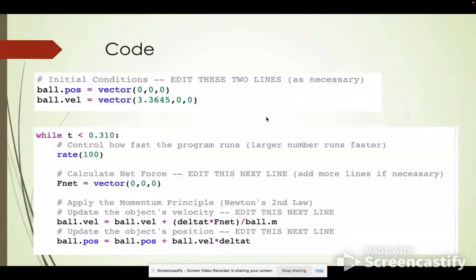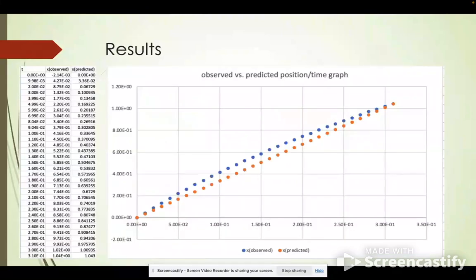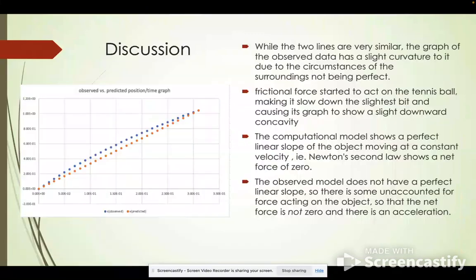Okay, so for my code, I calculated the initial velocity, which I talked about earlier, using the average velocity formula, and I got 3.3645, so I put that into my initial conditions, and then I changed the time to last for 0.310 seconds, which is how long the tennis ball rolled across the table. For the velocity, I put in the velocity update formula, and for the position, I put in the position update formula. And then I put that all into Excel, and this is the graph I made.